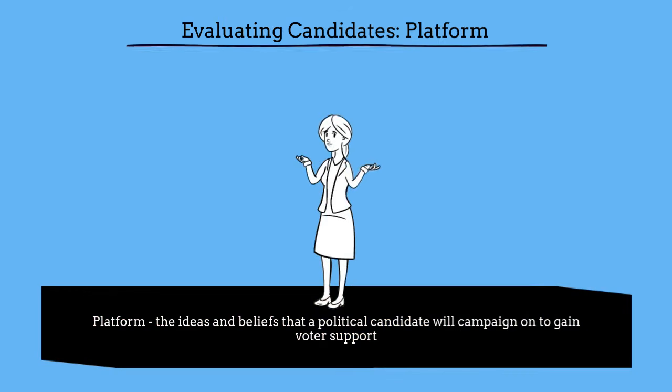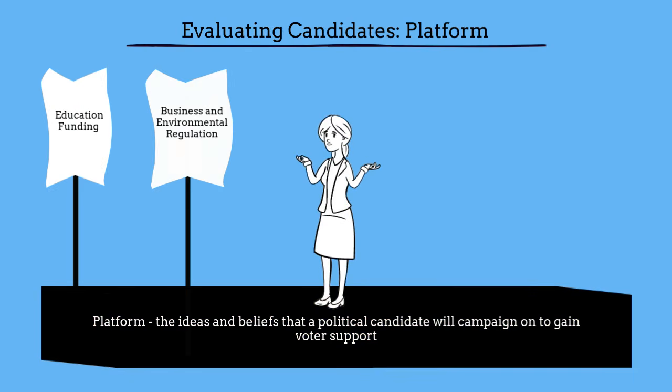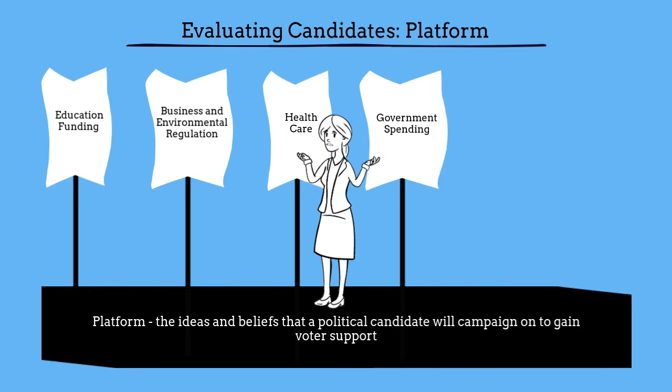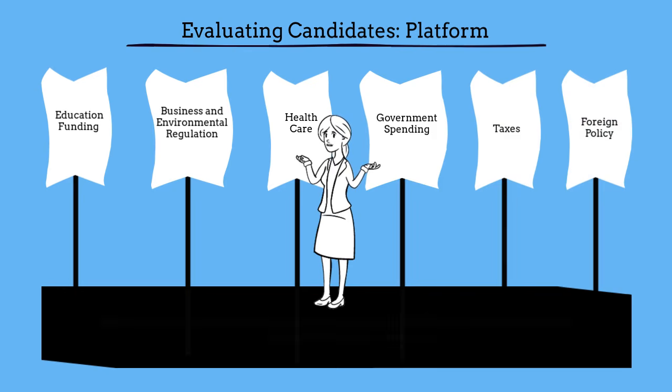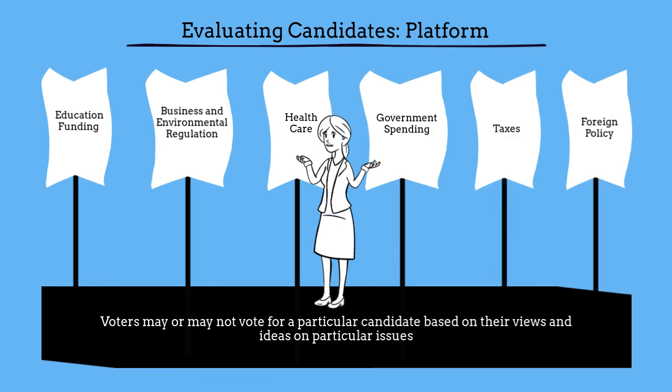A voter may want to consider the ideas and beliefs that a candidate has on certain issues. These ideas might include how to fund education, regulate business and the environment, healthcare, government spending, taxes, and foreign policy. A voter may decide to vote or not to vote for a particular candidate based on their views and ideas on particular issues.